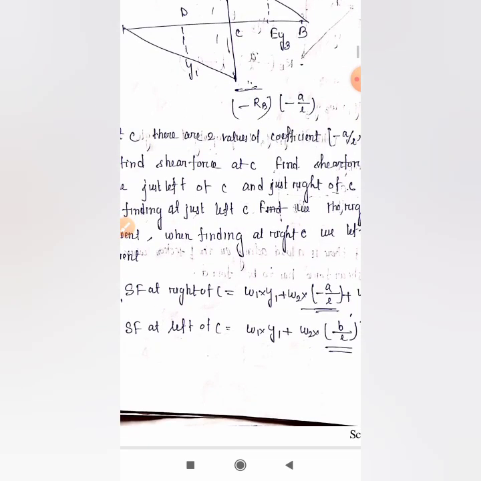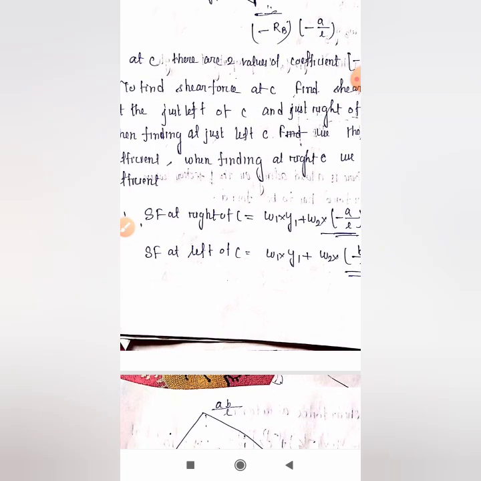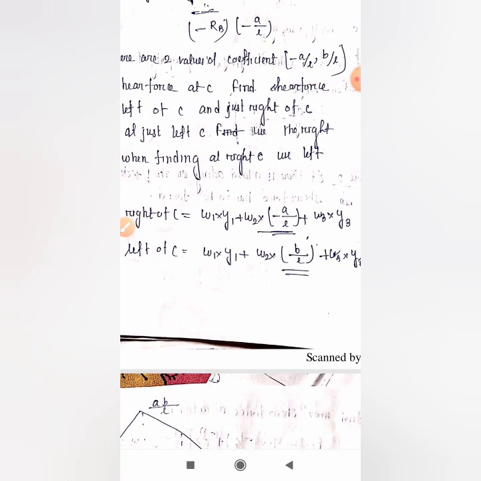I have shown here by writing C. Shear force at right of C equal to W1 into Y1. This W1 and W3 have no problem because these loads have unique values, unique ordinates. But the problem is with W2, because W2 is acting at the section where we will find the shear force. Okay, it has two values. Now shear force at right of section C will use the negative value, and shear force at left of section C will use the positive value.